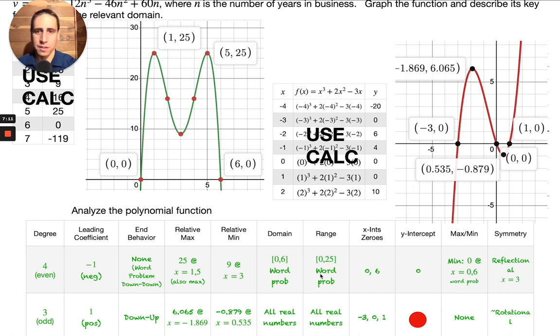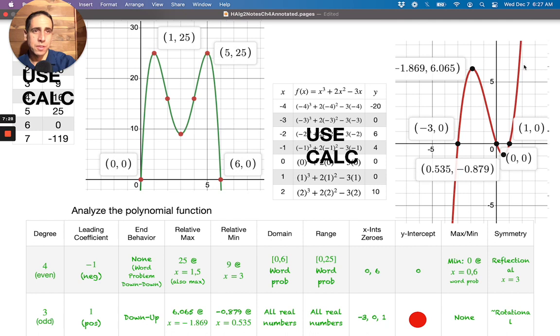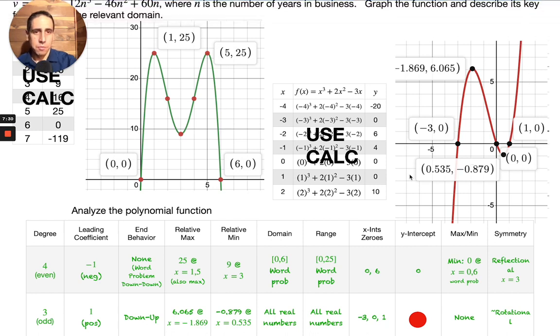And then what's the domain? Well, you can move left or right as far as you want to keep on plugging in x values and keep on churning out y values. So the domain is all real numbers, and even the range is all real numbers, because you can see you can go down as far as you want on a y value and go as high up as you want on the y values.